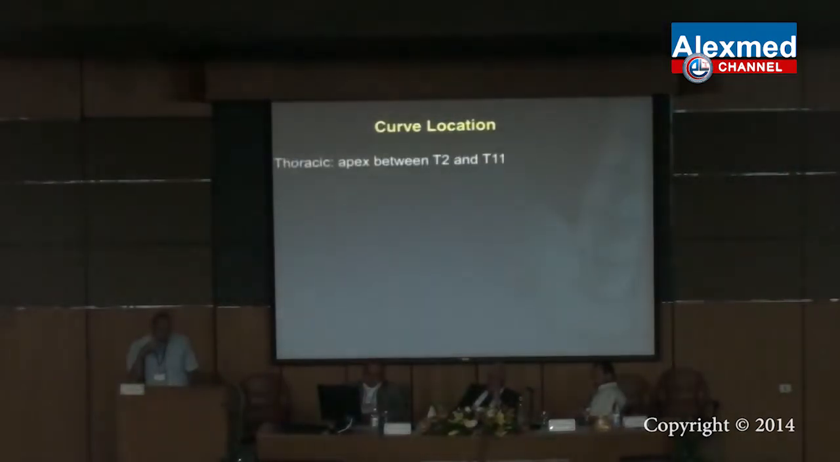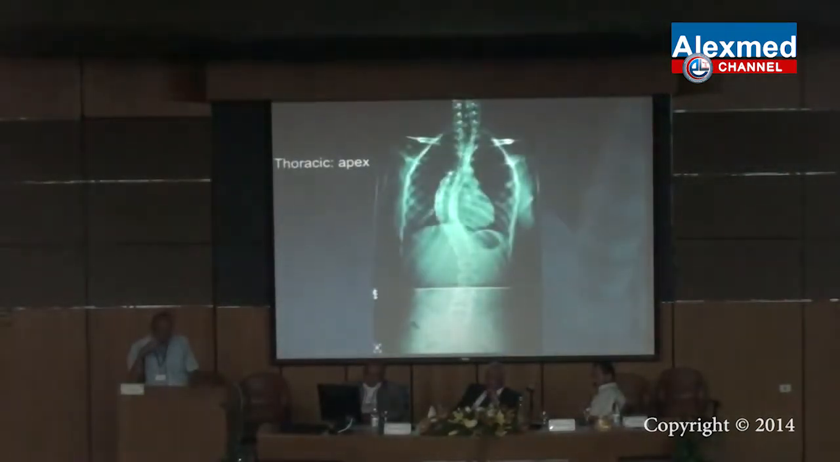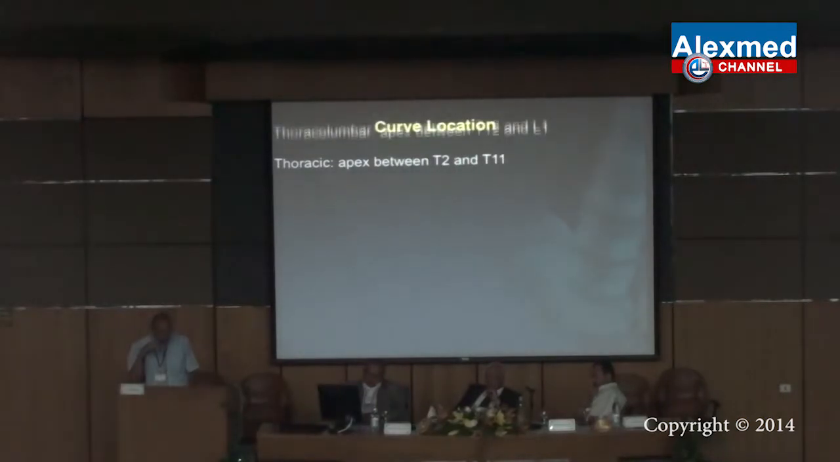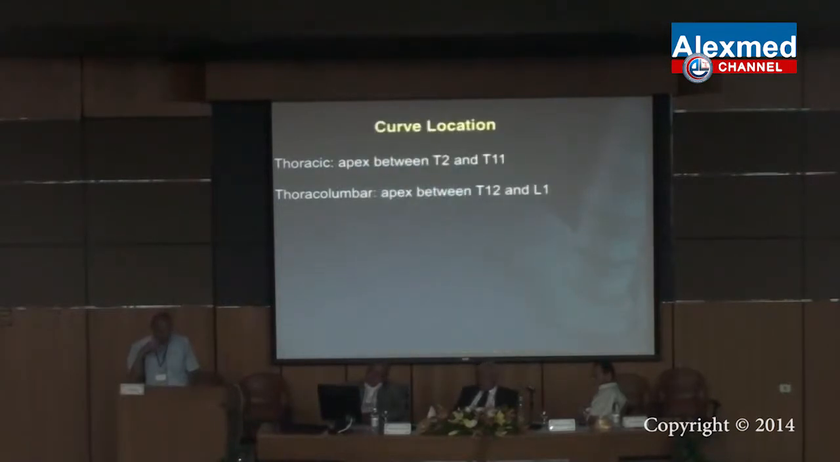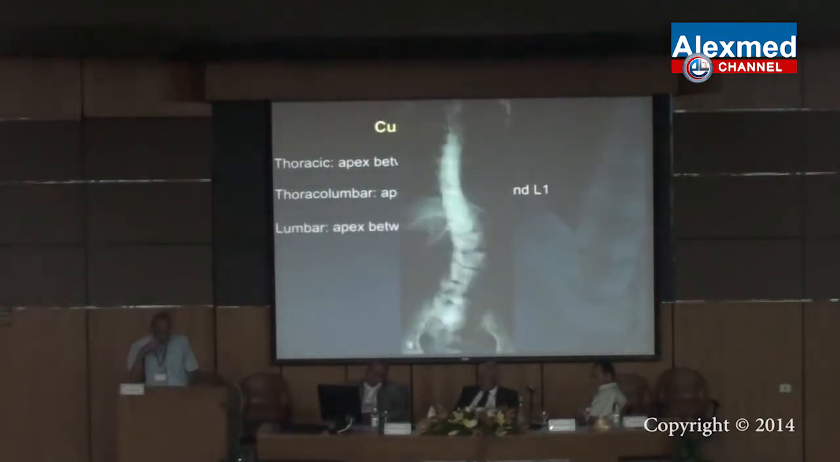The curve location can be thoracic from T2 to T11, or thoracolumbar from T12 to L1 at the apex of the vertebrae, or the lumbar spine may be the only site of the scoliotic curve.